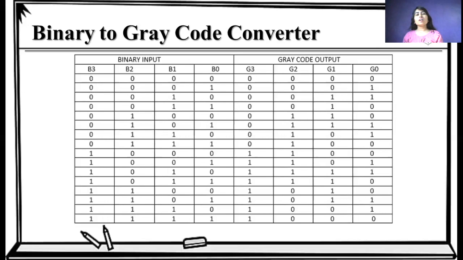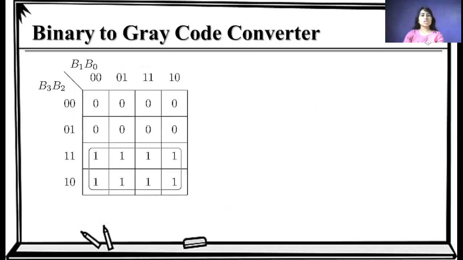Now here again, to design the code converter circuit, we have to calculate the equations of G3, G2, G1, G0 in terms of B3, B2, B1, B0. So again using K-map we can find these equations. This is the K-map of G3, in terms of B3, B2, B1, B0, and after making this K-map, we have the equation G3 equals B3. And again, for binary and gray, the MSBs are the same, so obviously G3 equals B3.